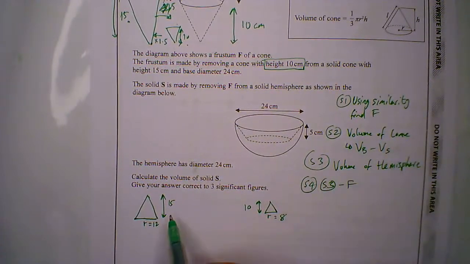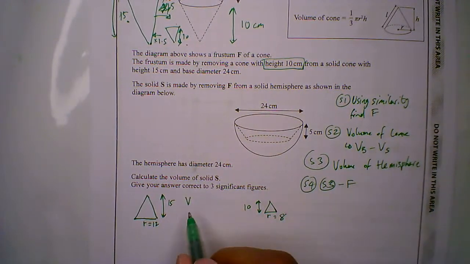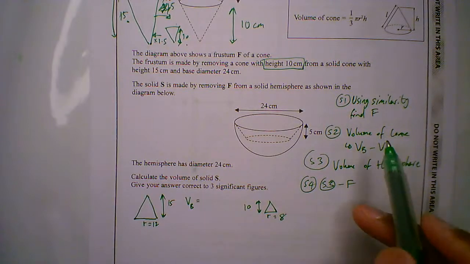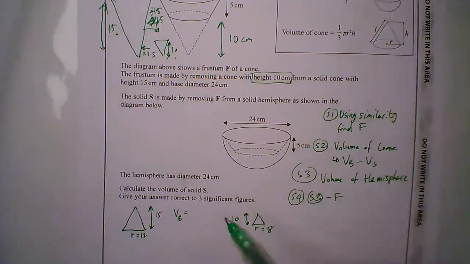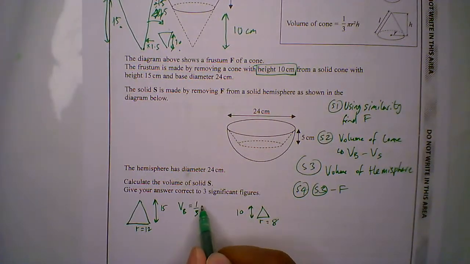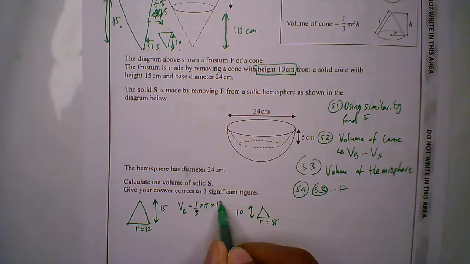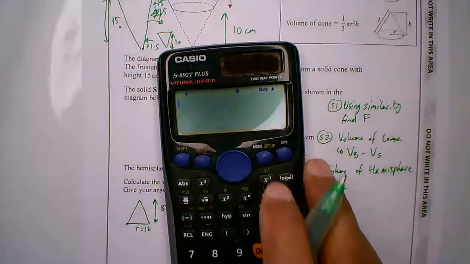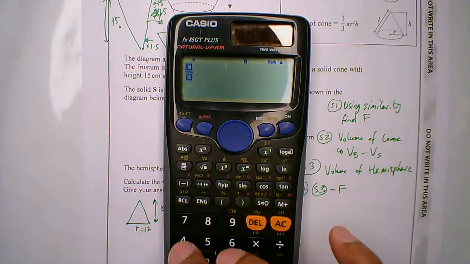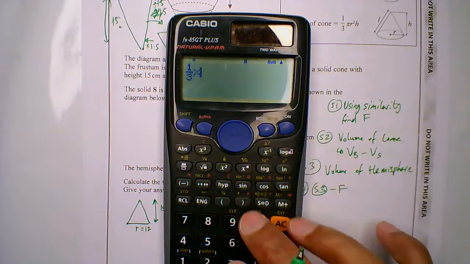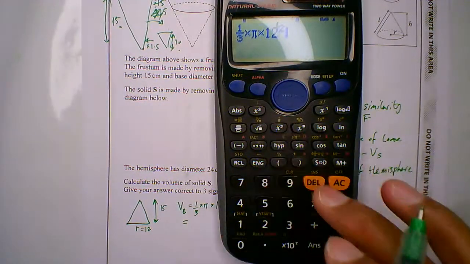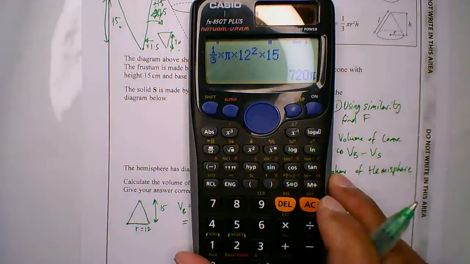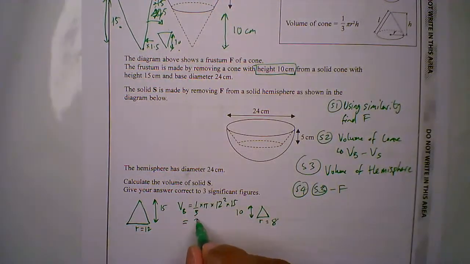All right, so now let's use the formula. So the cone for the big one is here, a third pi r squared h. Put that into my calculator. 1/3 times pi times 12 squared times by 15. That gives me 720 pi. So I'll keep it in terms of pi for now.